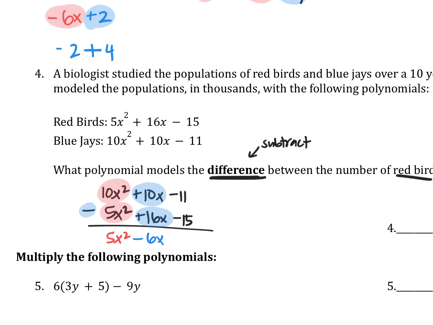And lastly, we've got negative 11 minus a negative 15. So really, I'm adding these two things together to give me a positive 4. So this right here would be your final answer.